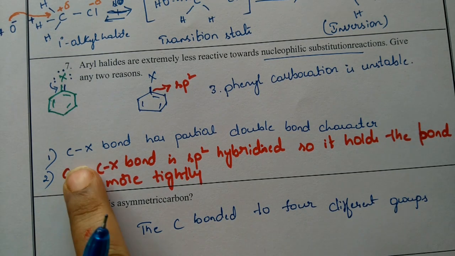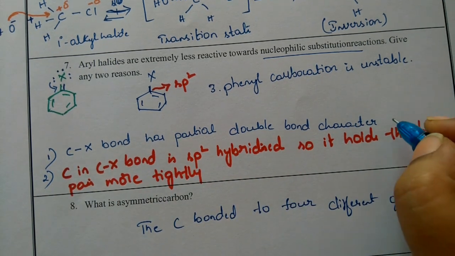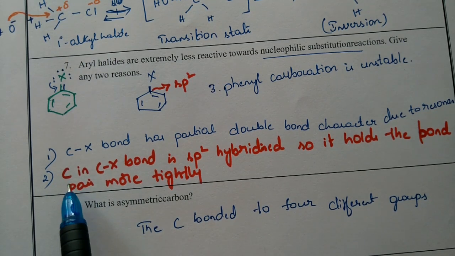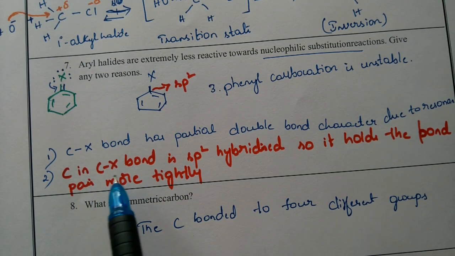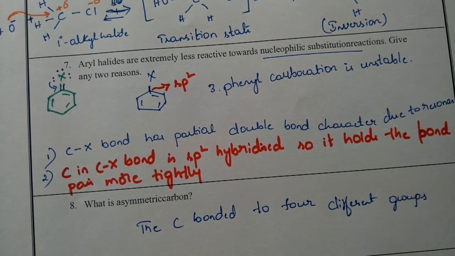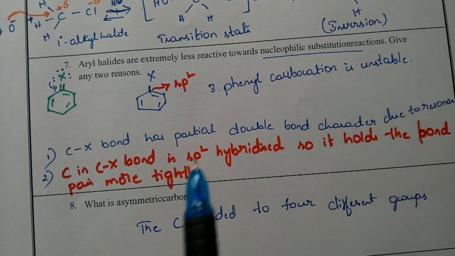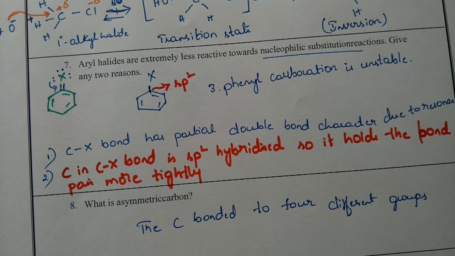So that is one thing. The C-X bond has partial double bond character due to resonance. The other reason is in the C-X bond, C is sp2 hybridized, so it holds the bond pair more tightly, because it is more electronegative in nature. If you write that also, it is fine. So the third one is the instability of the phenyl carbocation, or phenyl carbocation is more unstable in nature.